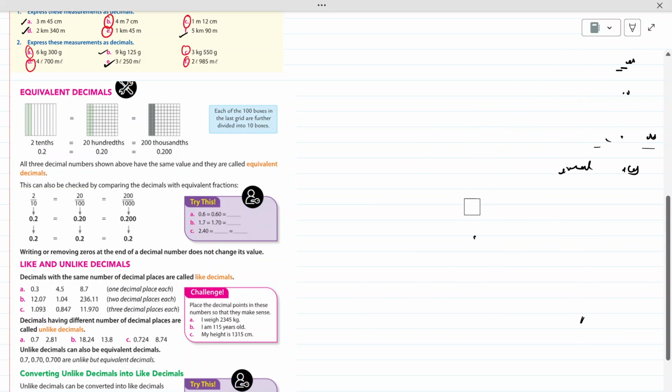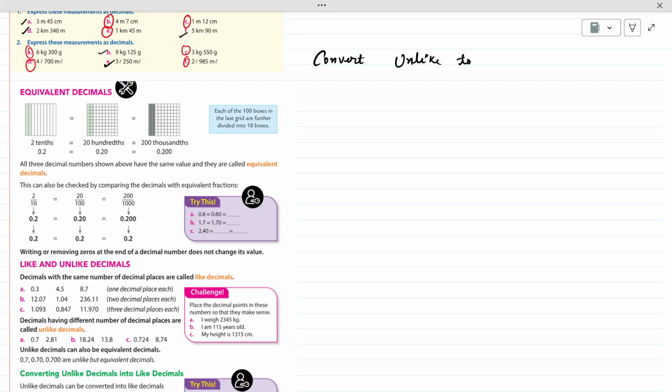Let's do this. Convert unlike to like decimals. Okay. I'm taking an example. Let me take, I have 2.57. Another number, I have 4.8.